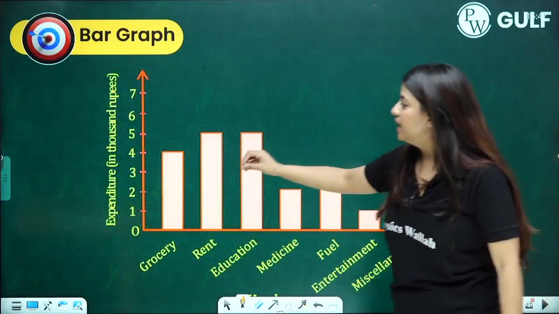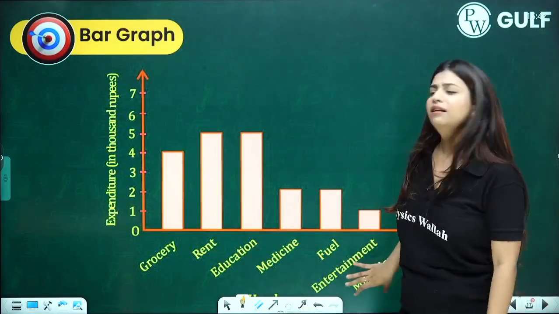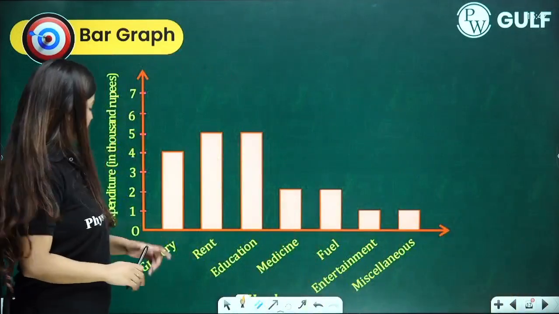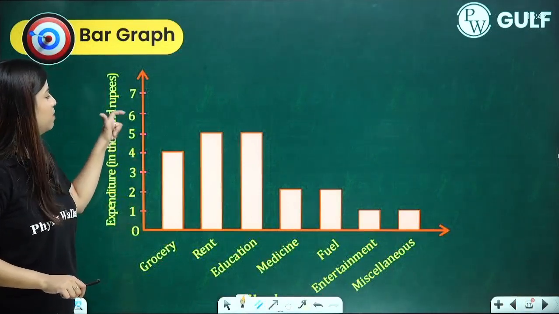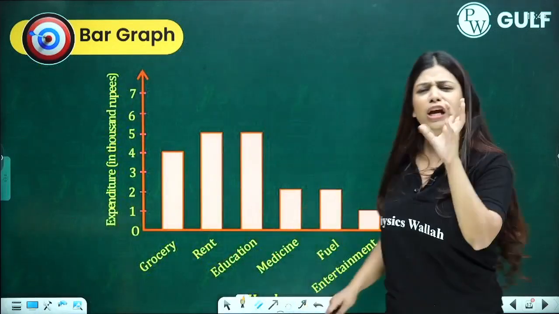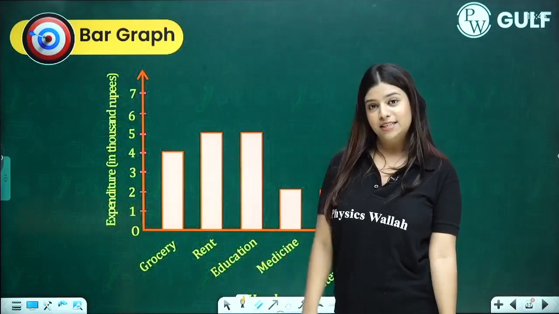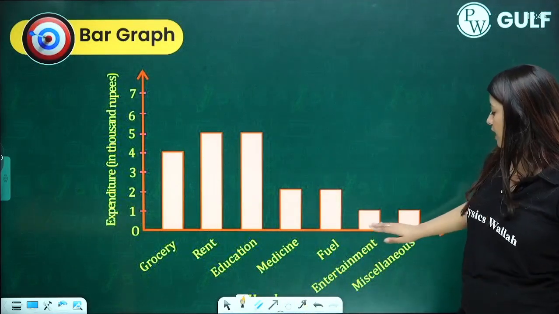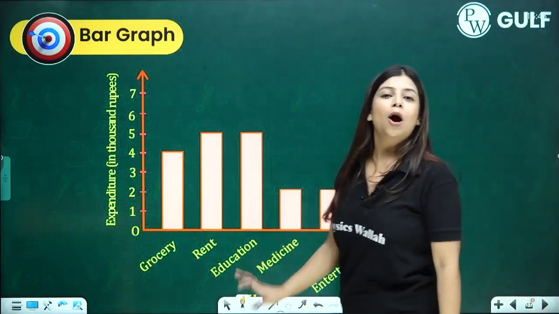As we can see, expenditure in 1000 rupees is on the y-axis, and the things on which we are spending are mentioned on the x-axis. So basically 1 means 1000, 2 means 2000, 3000, 4000, 5000, 6000 and 7000. From the graph, it is very clearly visible that on rent and education, the highest amount is spent. Then the least amount is spent on entertainment and miscellaneous. Medicine and fuel share a common expenditure.